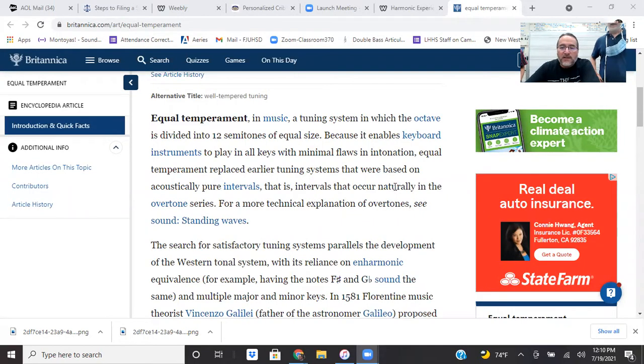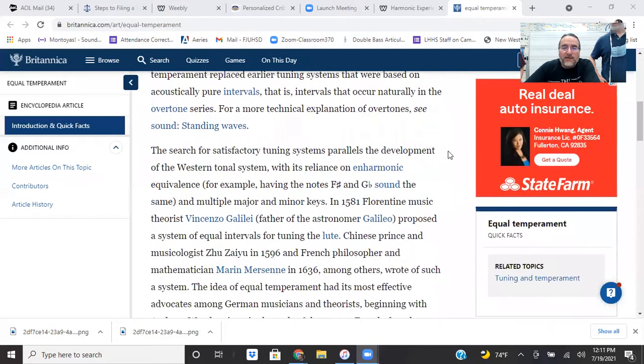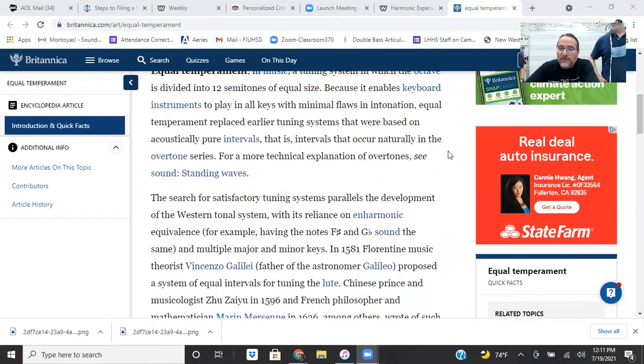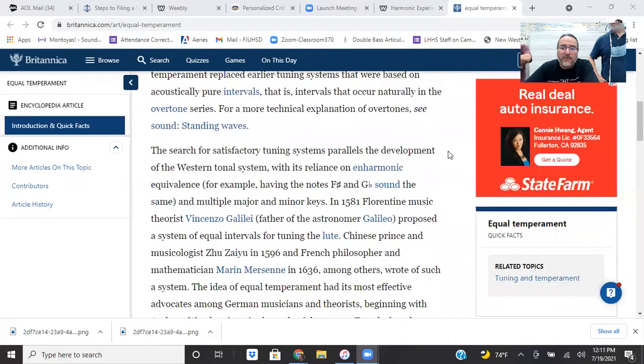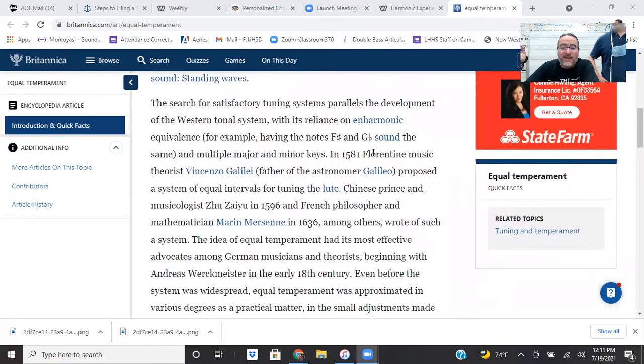So this is from the Encyclopedia Britannica. Minimal flaws in intonation, but there are flaws compared to just intonation if you're playing in equal temperament. It replaced earlier tuning systems based on acoustically pure intervals, that is, intervals that occur naturally in the overtone series. The search for satisfactory tuning systems parallels the development of the Western tonal system with its reliance on enharmonic equivalence. F sharp and G flat sound the same. We know now that in just intonation they are not the same. And multiple major and minor keys.